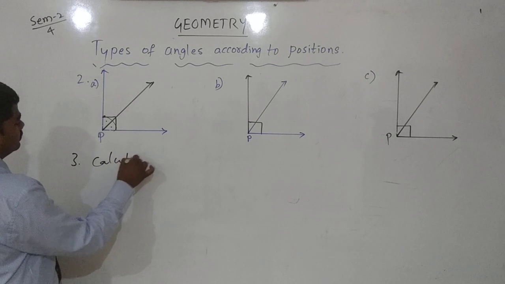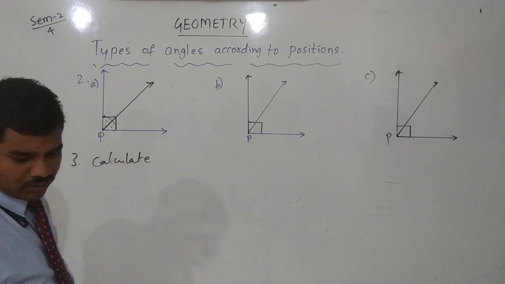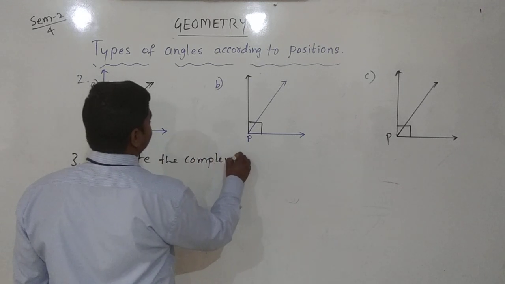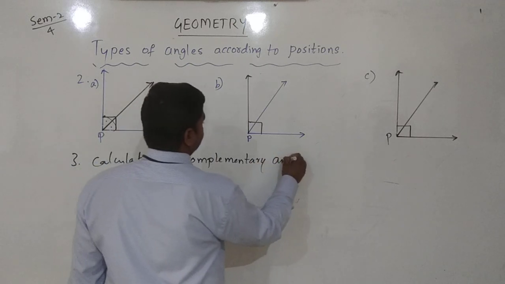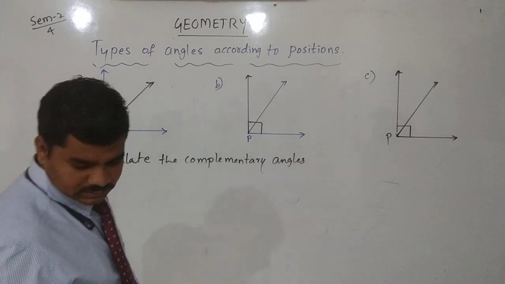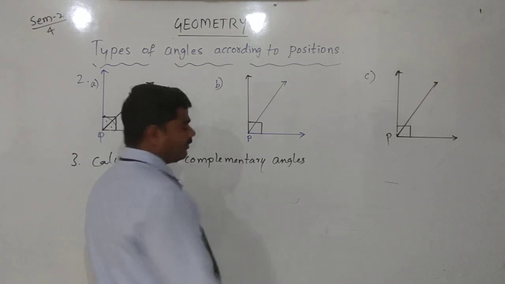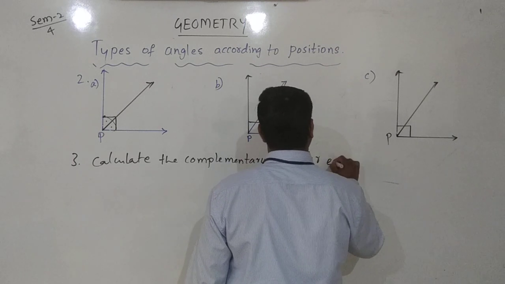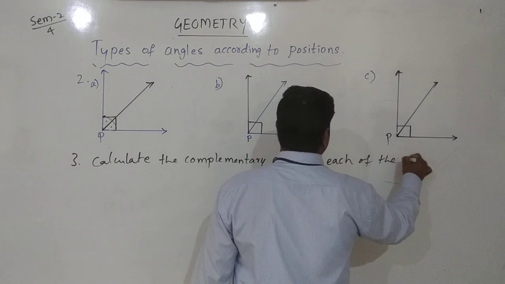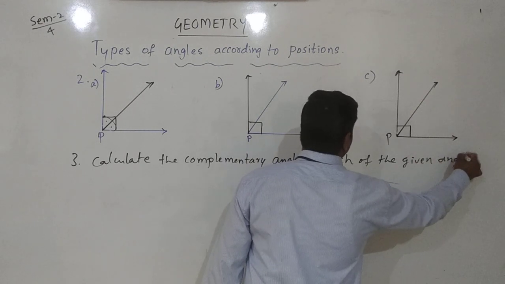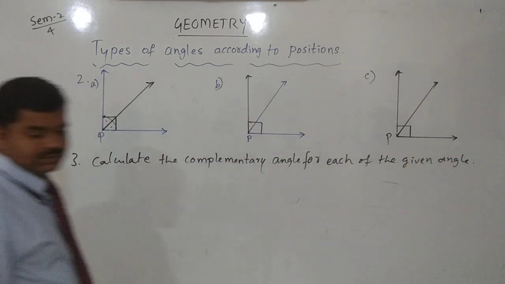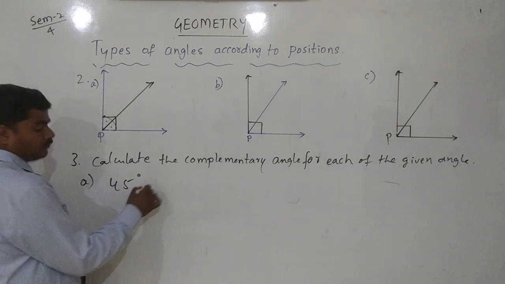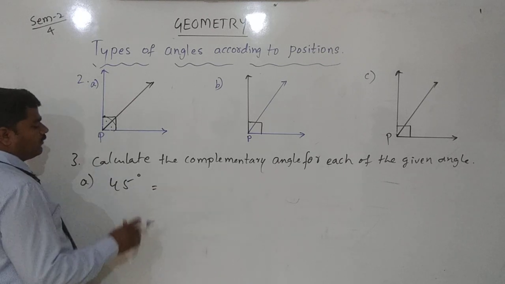Calculate the complementary angle for each of the given angles. We have the formula. What's that? Yes, the given angle is A, that is 45 degrees. What formula do we have? Yes, 45 degrees.